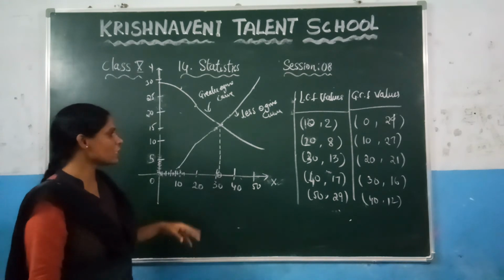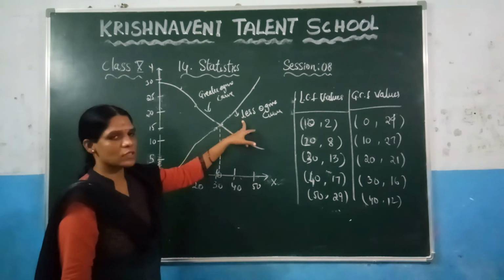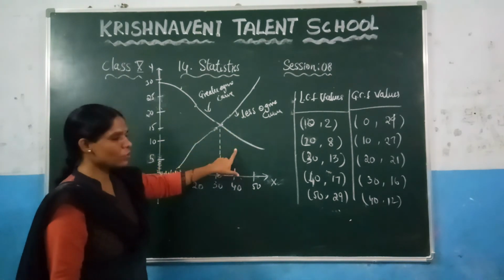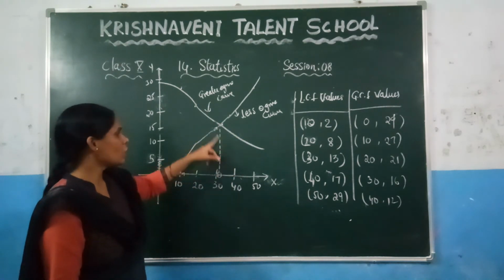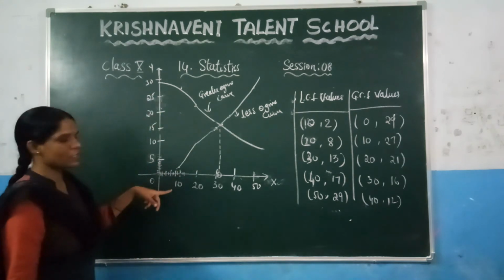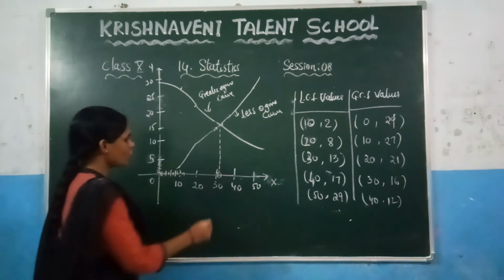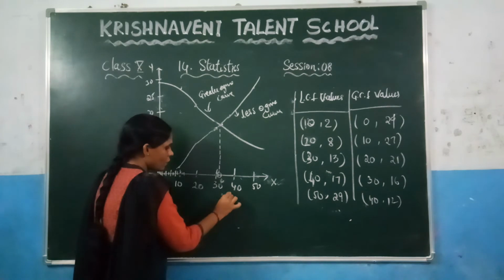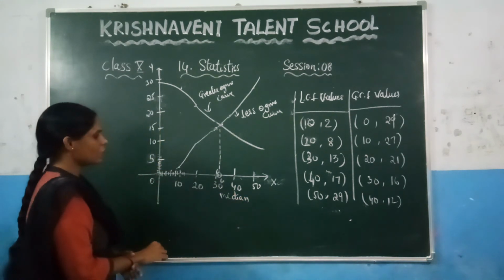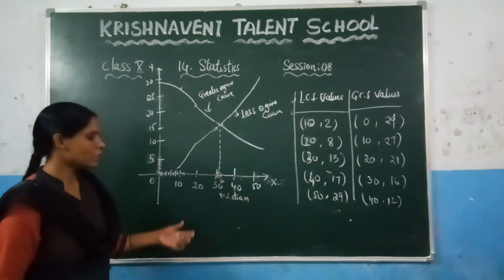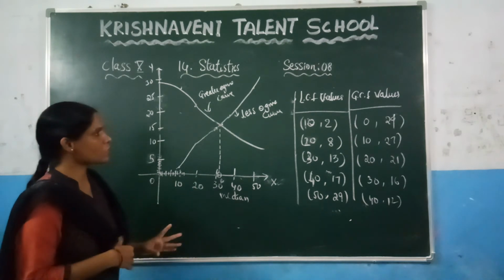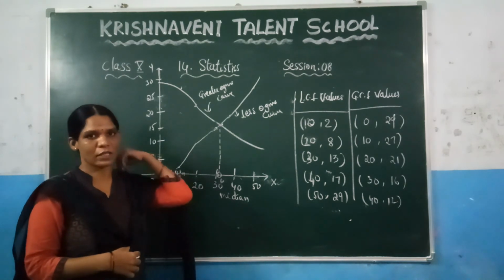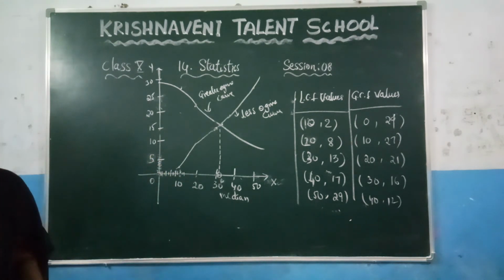If they ask like that, then you need to draw the less ogive curve and you need to draw the greater ogive curve, and these two curves intersect at one point. At that point, draw a line parallel to the y-axis and it touches the x-axis at one point. This should be the value of the median. Like this you can calculate or you can represent this median on a graph. So this is about the graphs, how to represent the median on a graph. Now see the next one.